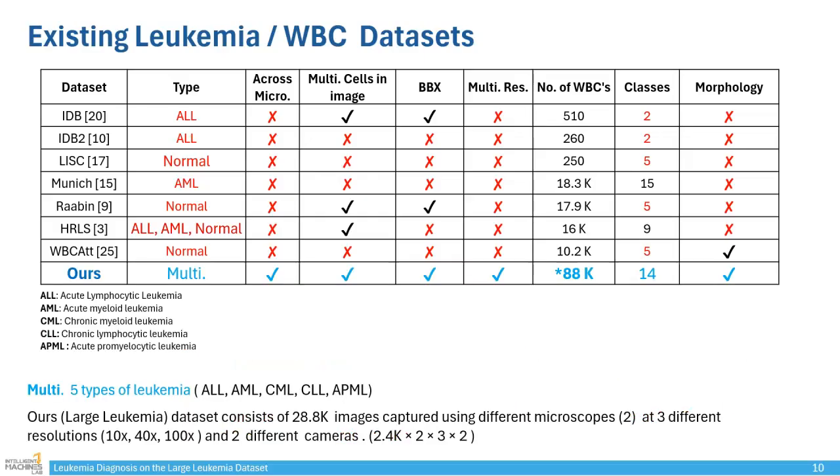To overcome the limitations of the existing datasets, we have collected a large-scale multi-domain leukemia dataset consisting of almost 28.8K images captured using 2 different types of cross-spectrum microscopes and 3 different resolutions, and by using multiple different cameras.